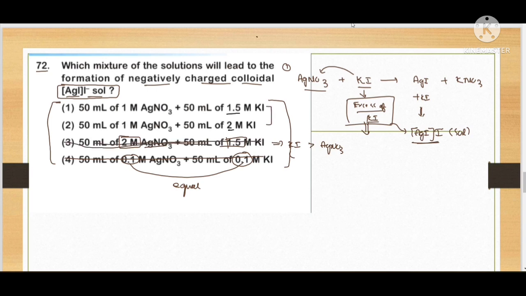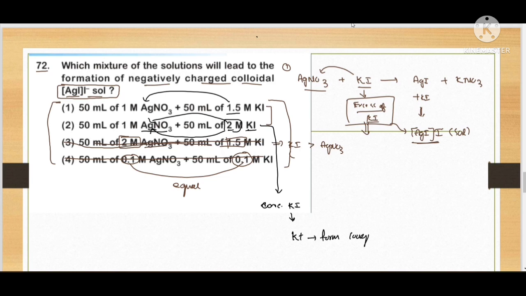The concentration of potassium iodide is greater than silver nitrate in both the remaining options. We observe in option 2 that the potassium iodide concentration is double the concentration of silver nitrate. That means by doubling the concentration of potassium iodide, a high number of K⁺ ions is produced, which leads to coagulation. This does not form the negatively charged colloidal solution. So option 2 is also eliminated. We are left with option 1. That is our correct answer.